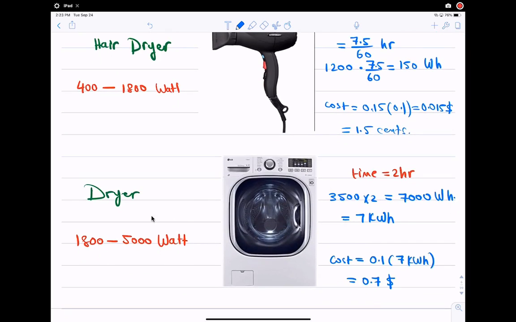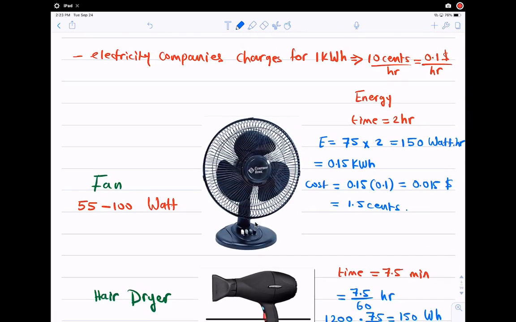Now the last example here, the clothes dryer. If we use it for 2 hours and on average the power here is 3500, then 3500 times 2 is 7000 watt hour. Divide by 1000 is 7 kilowatt hour. Now this 7 kilowatt hour, if we multiply it by 10 cents, you get 70 cents. So you pay here 70 cents to use the clothes dryer for 2 hours, while for 2 hours you pay here a cent and a half for the fan.